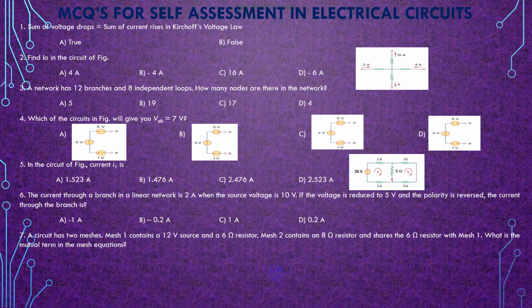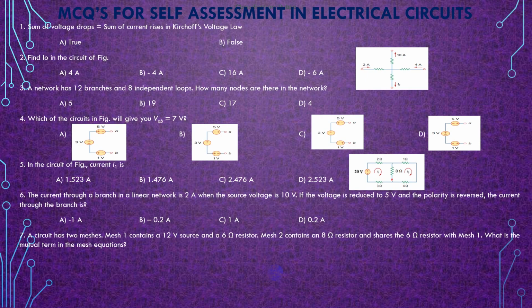Now, mesh 2 contains an 8 ohm resistor and shares the 6 ohm resistor. See, mesh 2 contains two resistances, one 8 ohms and one 6 ohms. But he is clearly telling which one is shared with mesh 1. The 6 ohms is in the middle, and on the right-hand side, 8 ohms is there. So the 8 ohms is separate, and the middle 6 ohms is shared.